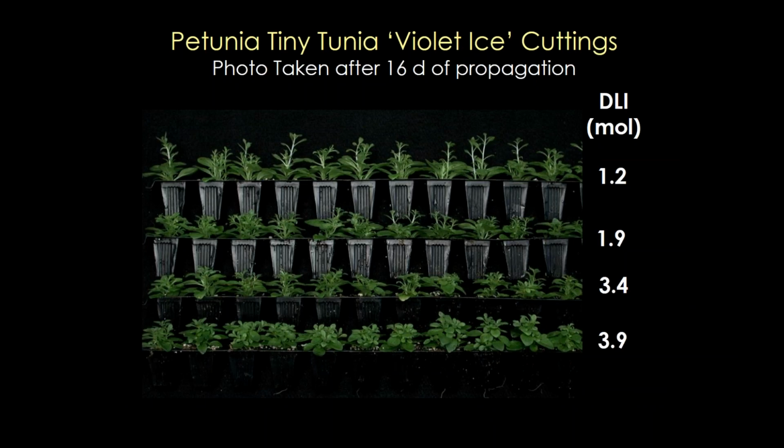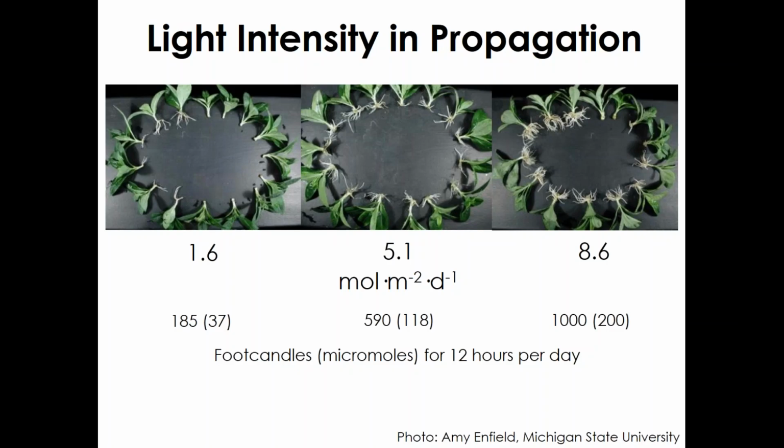Here's another example. Here we're going from very low light, and again, you can see that increasing from 1 mole up to 4 moles, the cuttings become more compact. You have less stretch and more branching. So again, any additional light quantity that you add is going to improve rooting and overall quality.